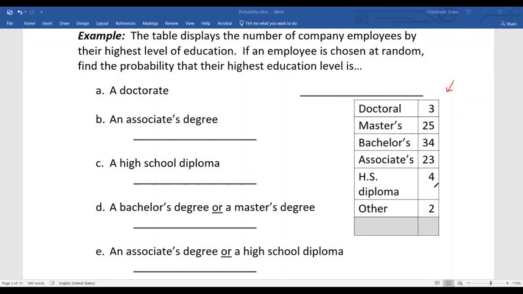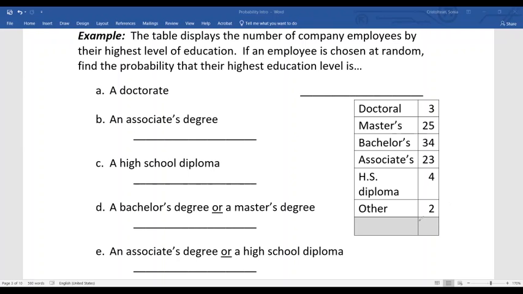Empirical or experimental probability. So in order to answer the question, what is the probability that if an employee is chosen at random, his highest level of education is a doctorate? So in order to answer this question, I will simply add all of these values.